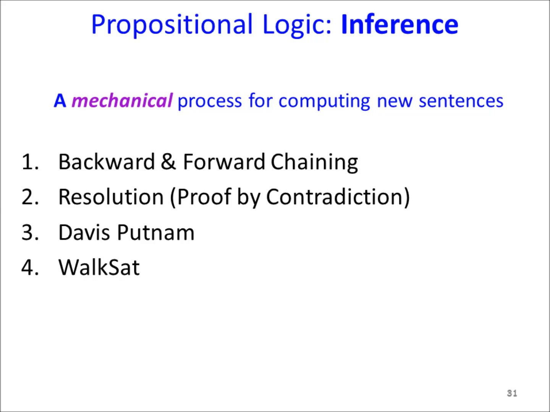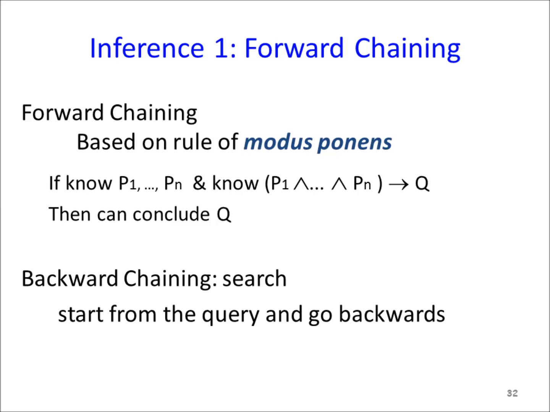Alright, so let's get to the algorithms, and this is the goal. We'll first do forward chaining, then we will do resolution, and then we will do Davis-Putnam, and then WalkSAT. That's the plan. Okay. The inference procedure is a mechanical process for computing new sentences that are true and that are consistent with my knowledge base, as we have been discussing. So, the first mechanism is called forward chaining, and that's based on the rule of modus ponens. Modus ponens is the rule which says if P implies Q and P is true, then Q is implied. Or if P1 and P2 and so on and Pn implies Q, and we know P1, P2 and Pn to be true, then we can conclude Q. That's forward chaining. There is an equivalent version of this called backward search. Let's talk about it in a minute.